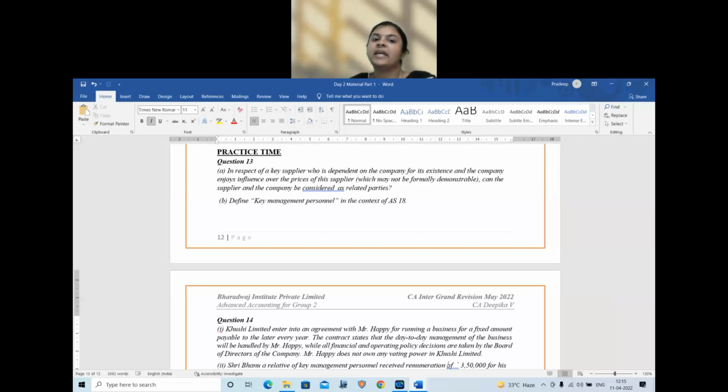The company is having a sole customer relationship or a sole distributor relationship. There is only one key supplier who is defining the transactions of the company. But just because he is the only key supplier does not mean that the two entities are related. So it comes under not deemed to be related under AS 18.